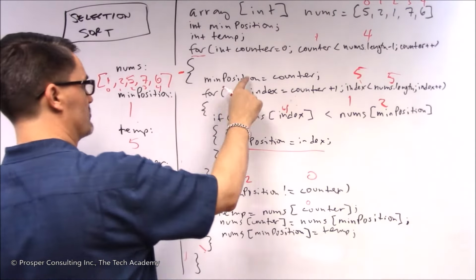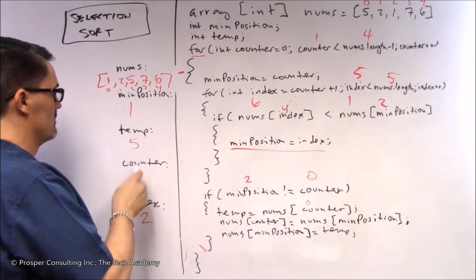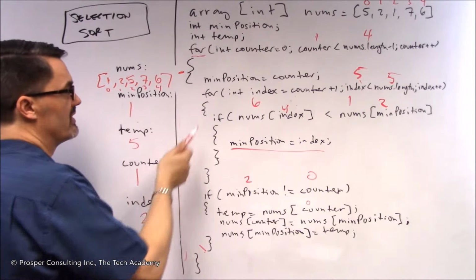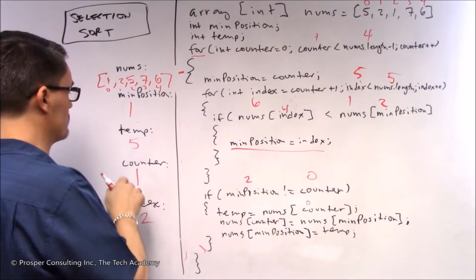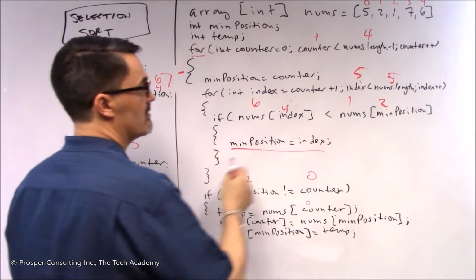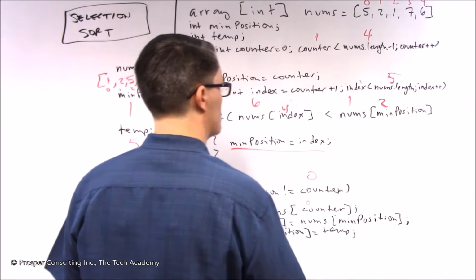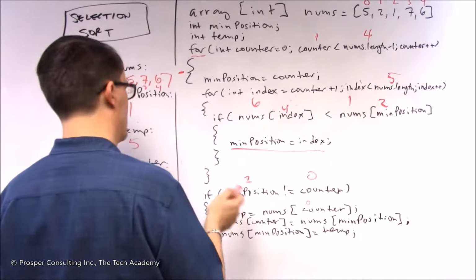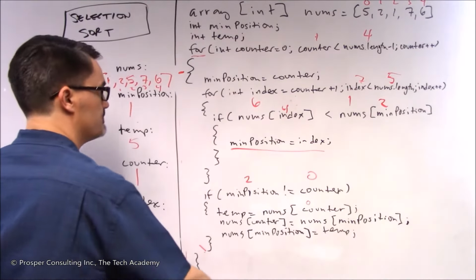So let's go through this. We set min position equal to counter. So counter is 1, min position is 1. Now we've got the for loop. We set index equal to counter plus 1. Index is equal to counter plus 1. And now we're going to check our conditional. Is index less than 5? 5 being the length of our array. Yeah, index is 2, so it's definitely less than 5. So now we do the loop.